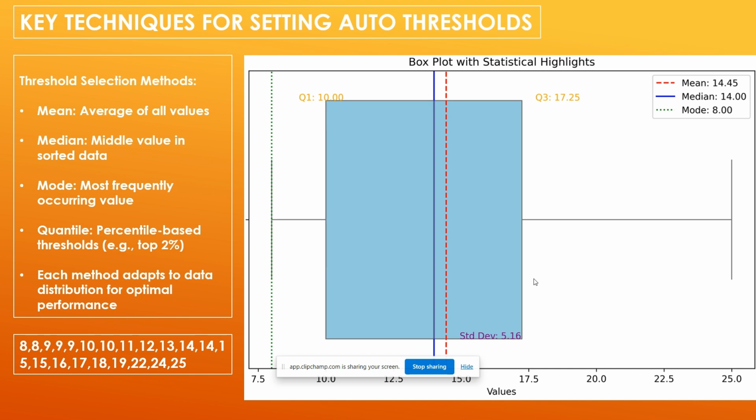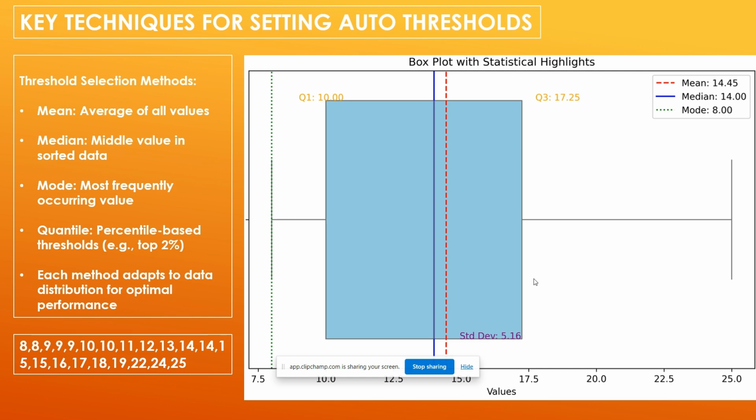Quantile is based on percentile-based thresholds. For example, I have written top 2%, which means the top 2% of the fraudulent records, or in banking, you can say fraudulent transactions, for which we want to generate alerts.